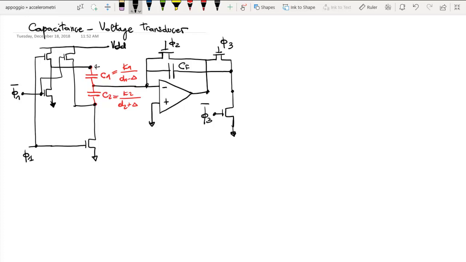Now, this is just an example. I just want you to understand how we can play in order to translate a difference of capacitance into a voltage. So this is an example of, I prefer to write it, switched capacitor circuit.